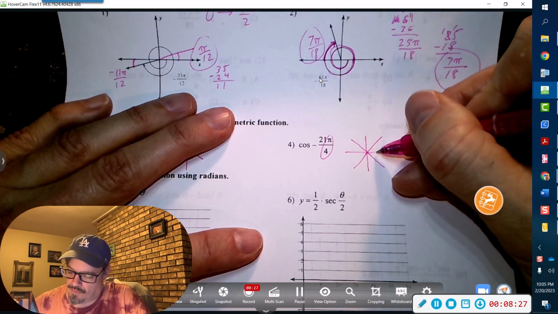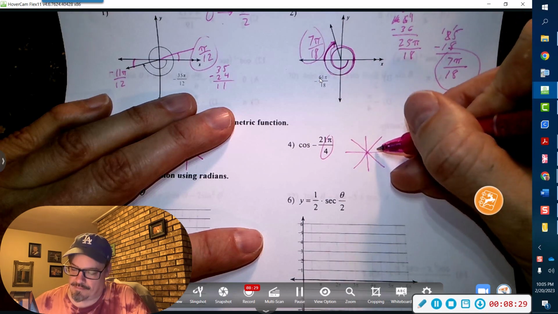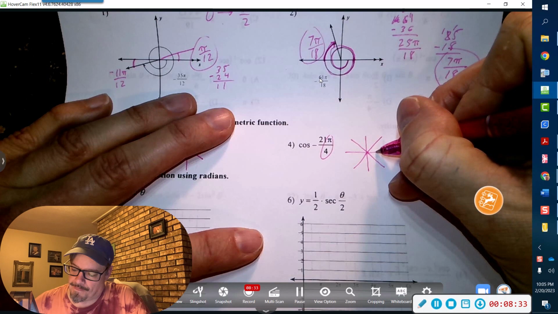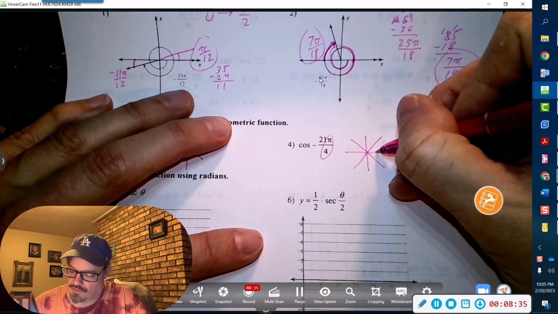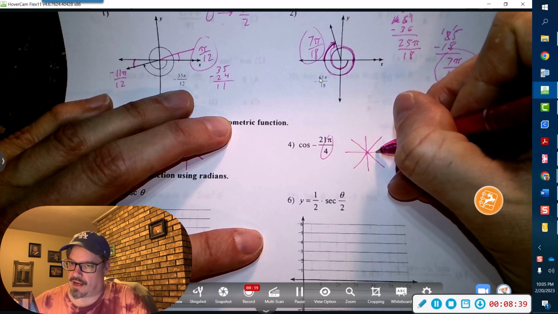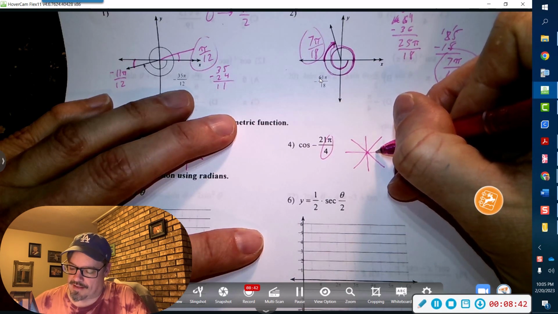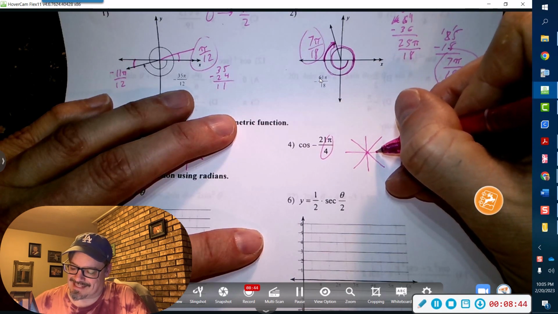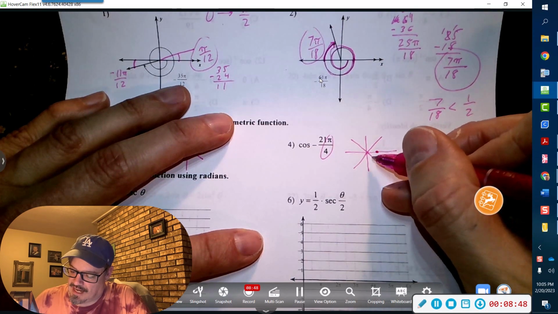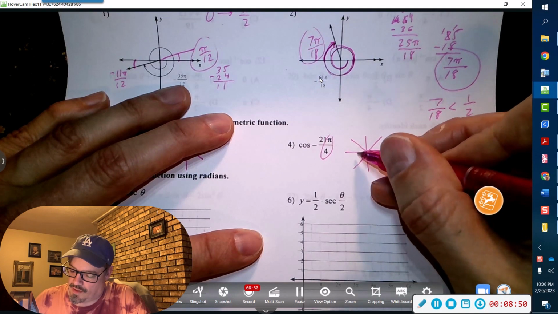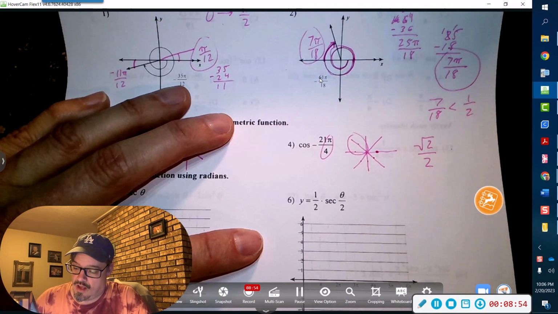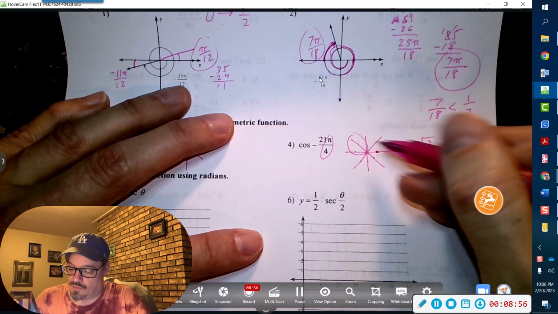So going full around would be 8 pi over 4. Then we're going to go another 8. That would be 16. Let's go another 8. 24 is too high. So we are at 16. So 16, 17, 18, 19, 20, 21. We're right there. Now I just counted negatively the pi over 4s as we went around the circle.